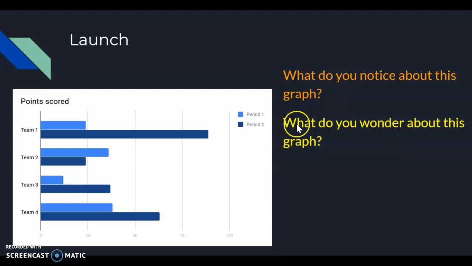An example of something that you noticed about it could be that the title of this is Points Scored. You got points scored up here. So Team 1, it looks like, scored more points for period 2 than they did for period 1. And in fact, Team 1 scored more points than any other team if you compare them.